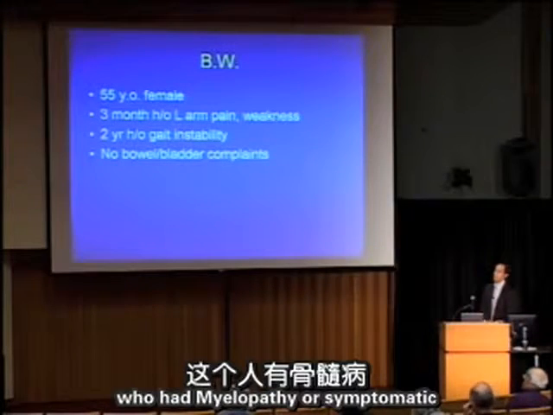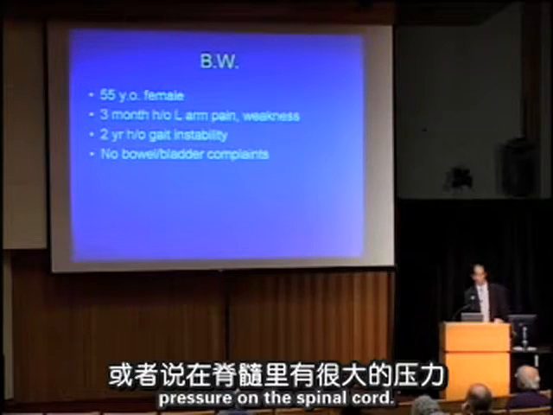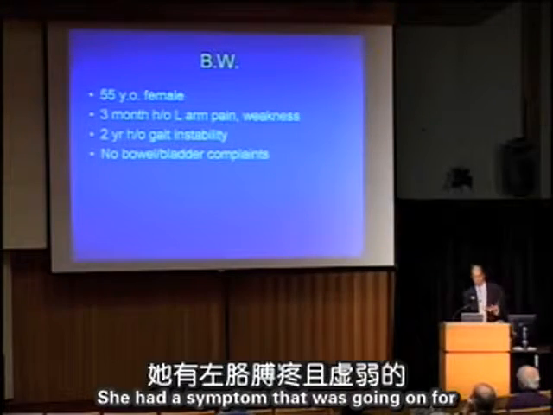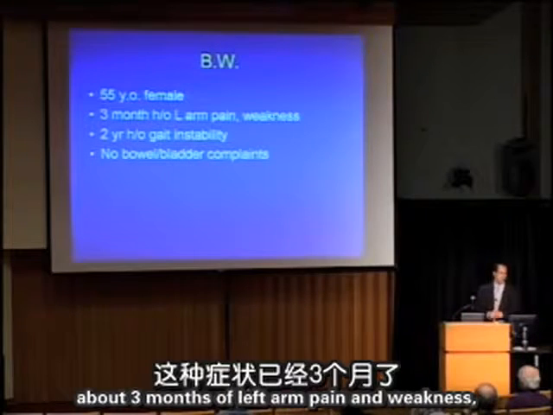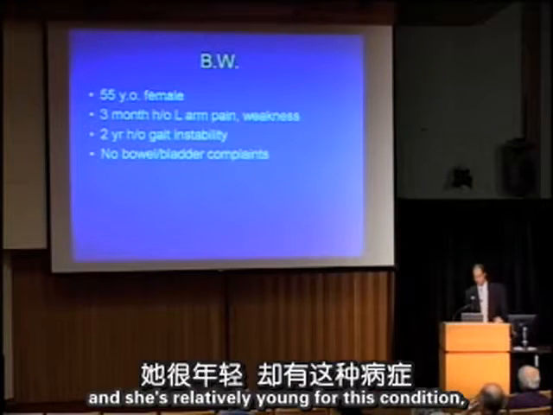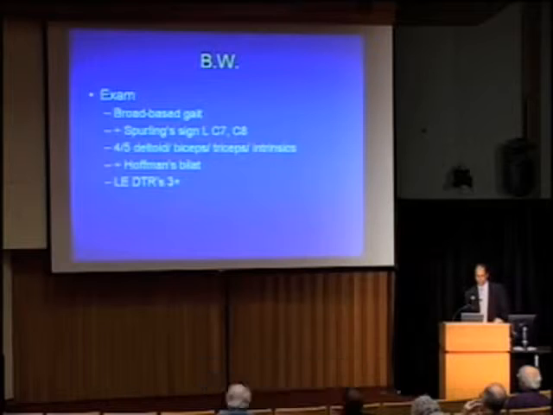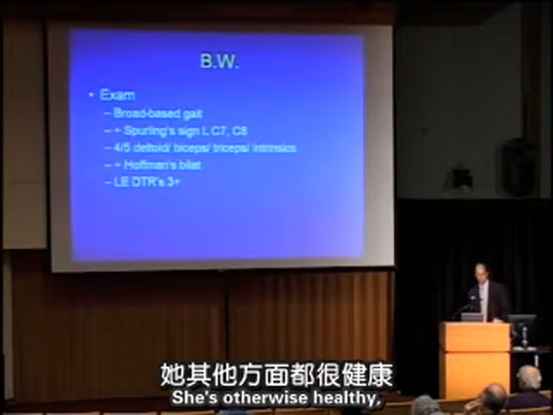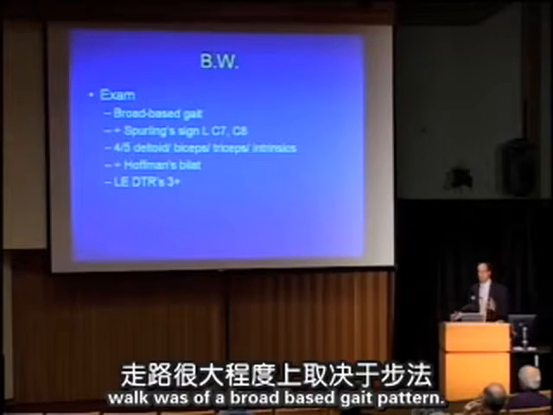This is a person who had myelopathy, or symptomatic pressure on the spinal cord. She had a symptom that was going on for about 3 months of left arm pain and weakness. She also had some difficulty with walking, and she's relatively young for this condition. She's about 55. She's otherwise healthy. Walked with sort of a broad-based gait pattern.